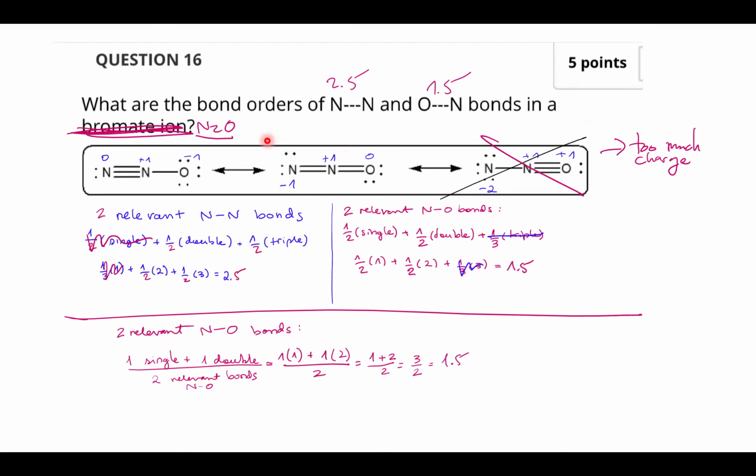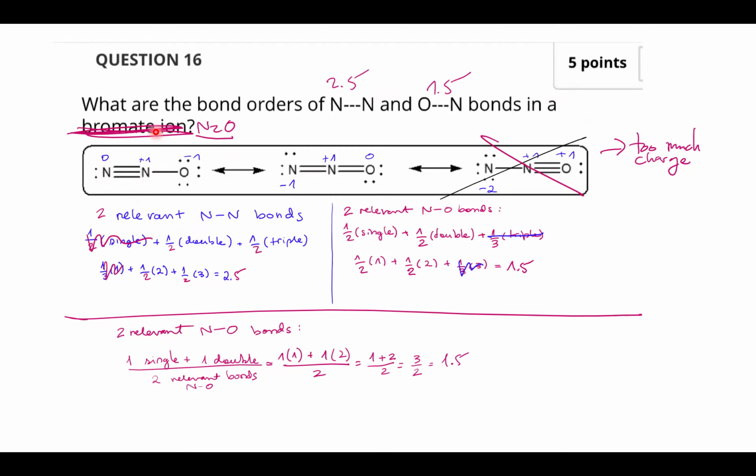Anyway, it's asking for the bond order of N to N and O to N. This to this and this to this. How to do that? Use the way I showed you a couple slides ago. You have 2 relevant NO bonds in these structures, 1 here and 1 here. I'm going to explain the N to N first. You have 2 relevant N to N bonds in the resonance, and you have one that is a double bond and one that is a triple bond.